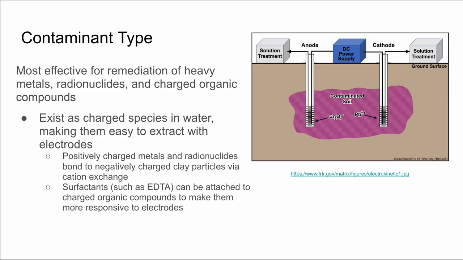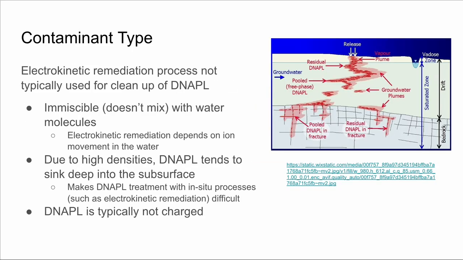In the case of metals and radionuclides, they're positively charged, which means they're going to bond to the negatively charged clay particles via the cation exchange. And as I mentioned earlier, the cation exchange makes the movement through the porous medium smoother, so it's going to flow easier towards the cathode. As far as the charged organic compounds go, you can use surfactants, such as Elizabeth mentioned with the EDTA. And then the EDTA can attach to the charged organic compounds and make them more responsive to the electrodes.